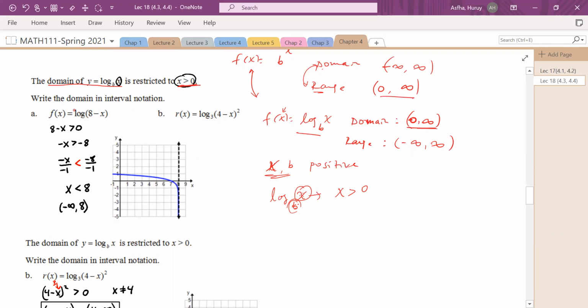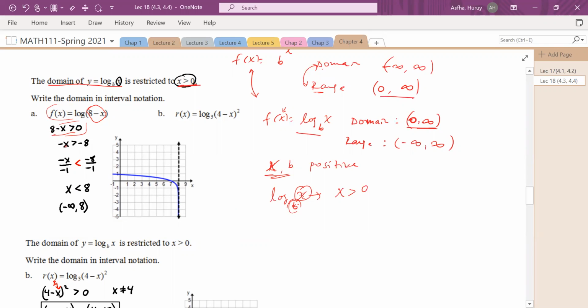So when you have something like log of 8 minus x, or an expression more complicated than this, what we need to know is that whatever we have inside this logarithm has to be greater than 0. So in this case, 8 minus x has to be greater than 0. And then to find the domain of this function, we just need to solve this inequality. And we know how to solve an inequality, right? Because this is just a simple linear inequality, we will solve it.